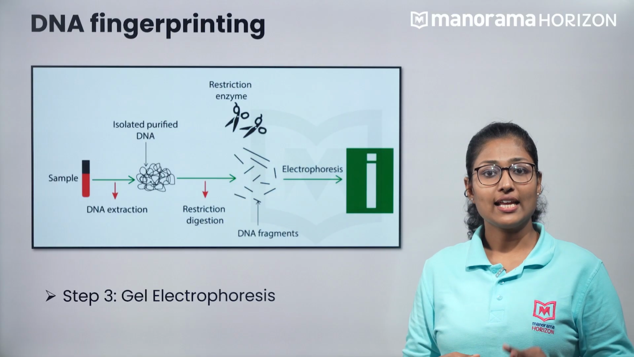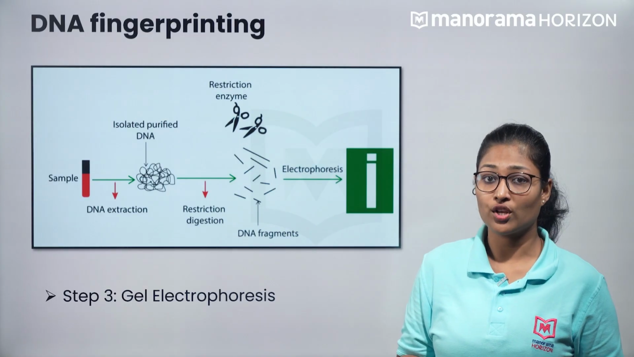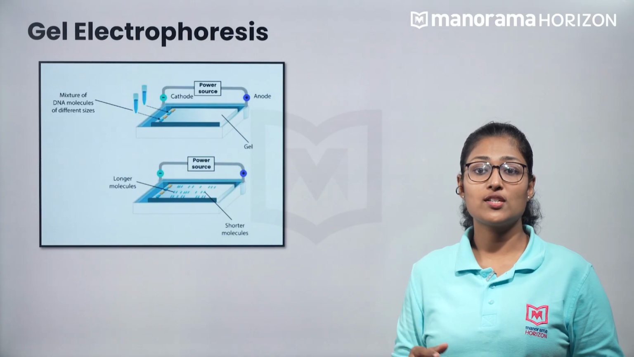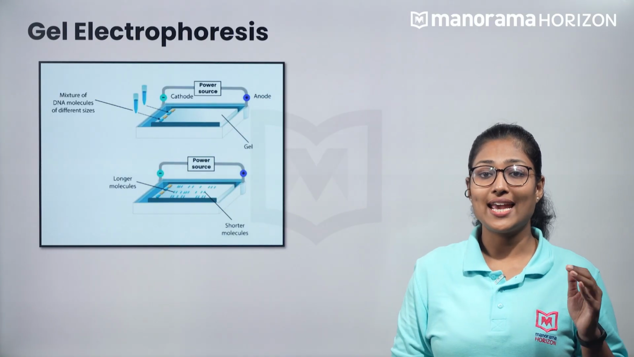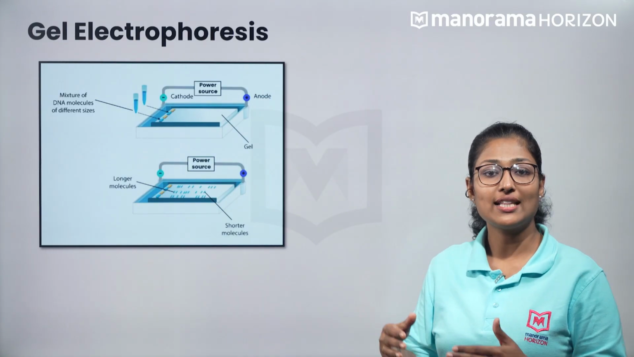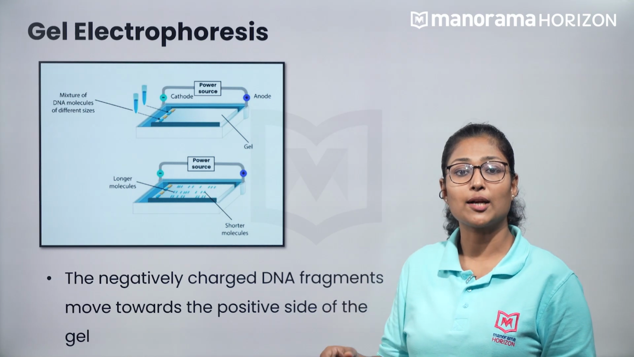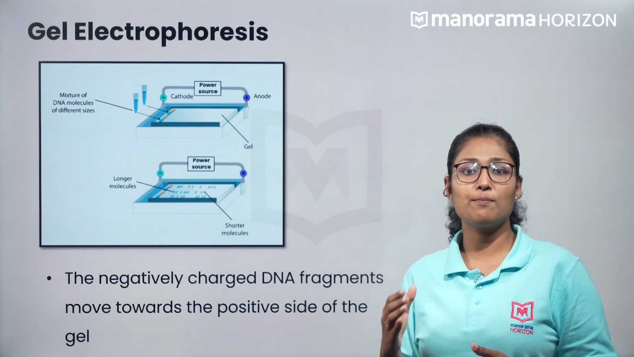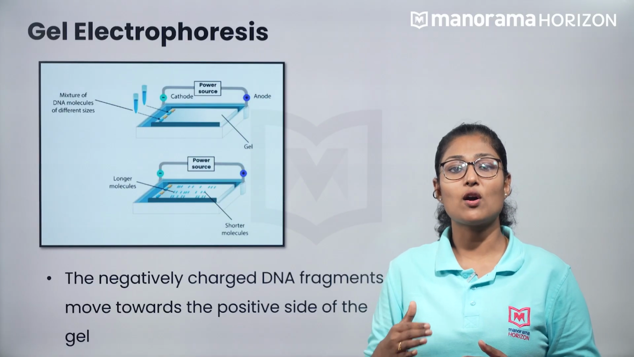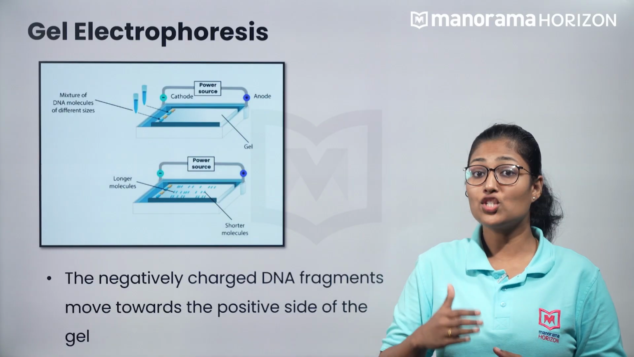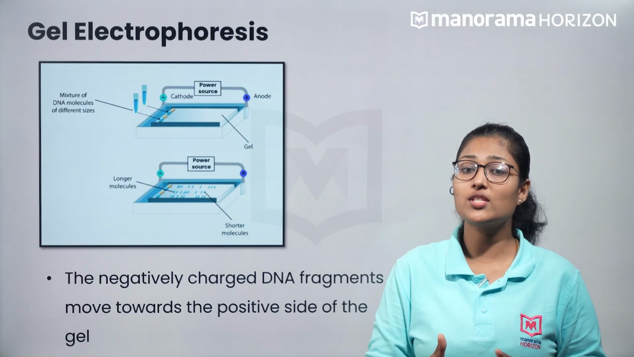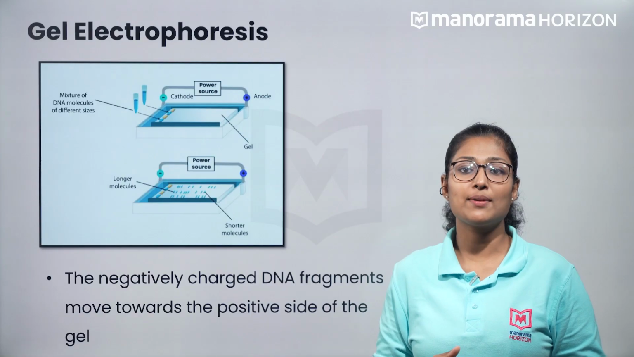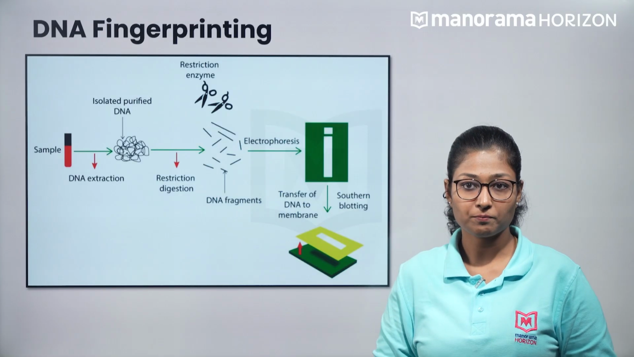Recall that DNA is a negatively charged molecule due to the phosphate groups. Gel electrophoresis uses a gel to which an electric field is applied so that the negatively charged DNA fragments move towards the positive side of the gel. The speed of the movement through the gel depends on its size. The larger DNA fragments move more slowly than the smaller ones. This is how the DNA fragments are separated from each other.